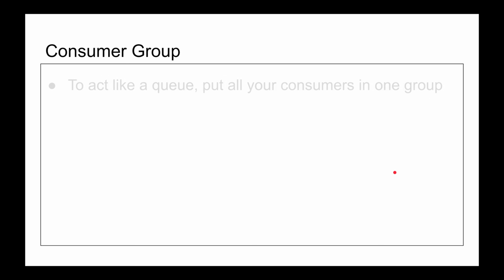So consumer group, if you want to act like a queue, put all your consumers in one group, and immediately you will become a queue. The system becomes a queue, right? Because each consumer in the group will be responsible for one partition, and that partition will never be seen by any other consumers in that group. So the moment the consumer reads one message, it's gone, right? You can read the second message, it's gone. The third message, it's gone, right? When I say it's gone, it has been committed as read.